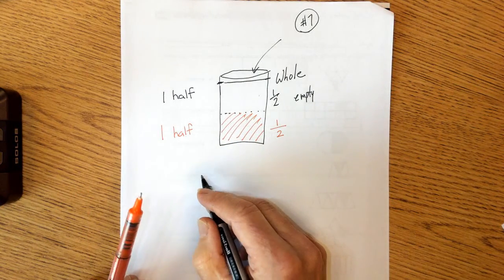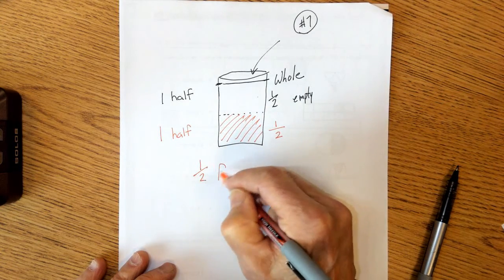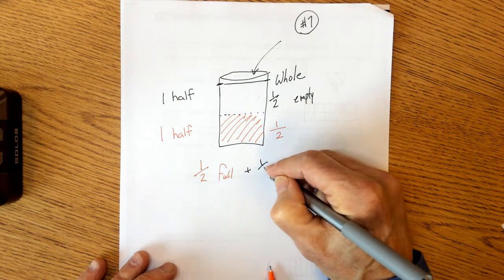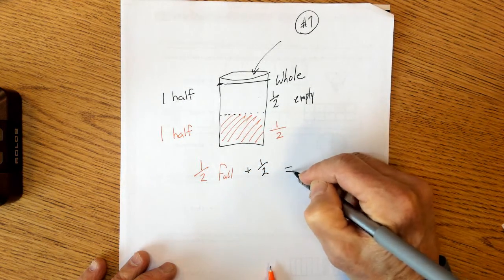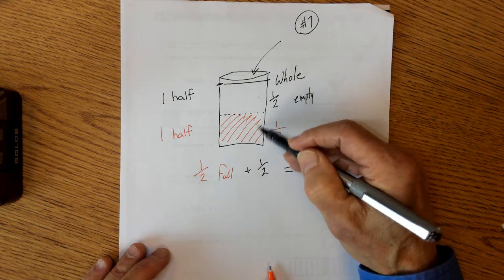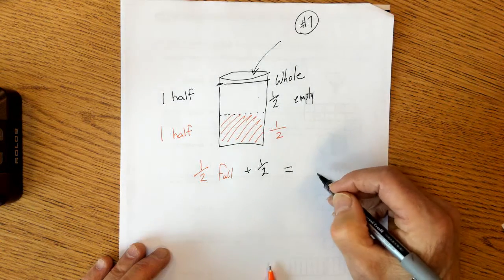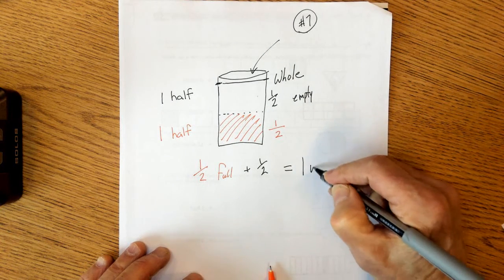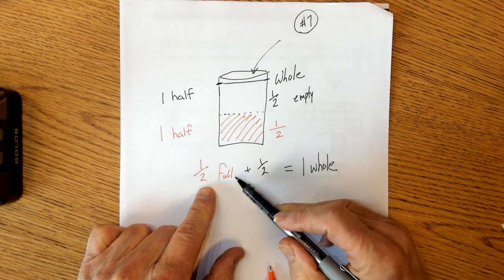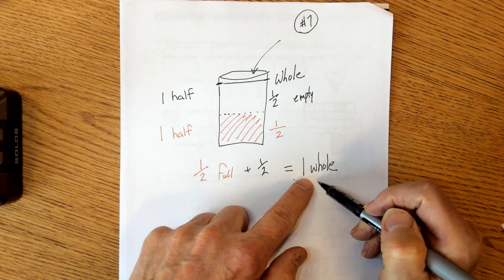Here's the big idea. If we take the half that's full, and we add it to the half that's empty, what do we get? We get the whole thing, right? Because this fraction plus this fraction is equal to the whole. And we could say it like this. This is a statement, an expression. 1/2 plus 1/2 equals 1 whole.